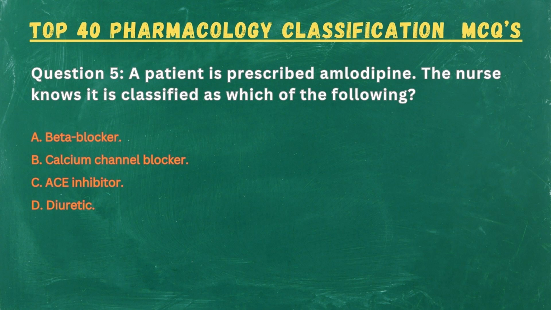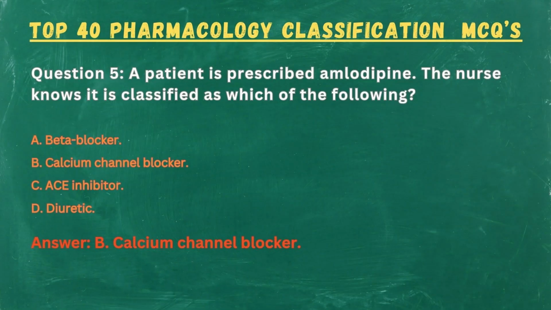Question 5. A patient is prescribed amlodipine. The nurse knows it is classified as which of the following? A. Beta blocker. B. Calcium channel blocker. C. ACE inhibitor. D. Diuretic. Answer: B. Calcium channel blocker.